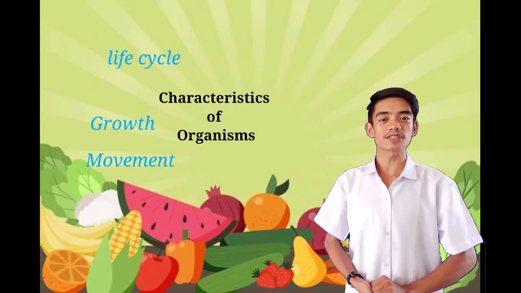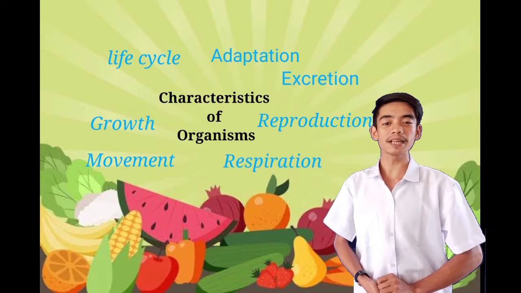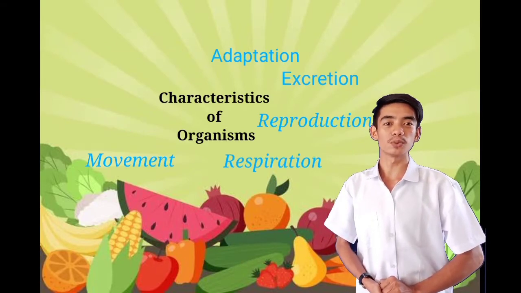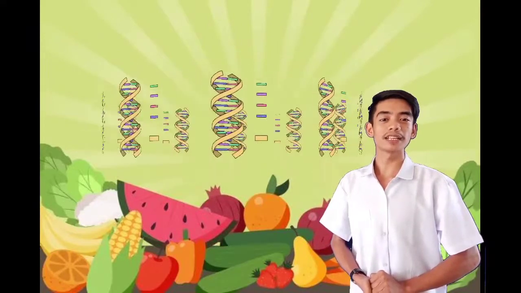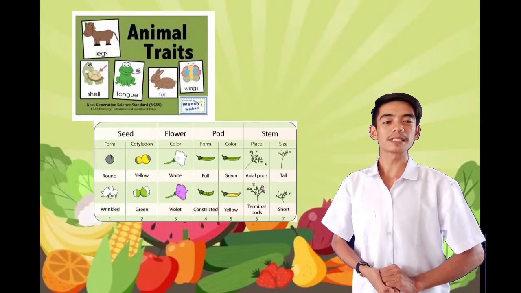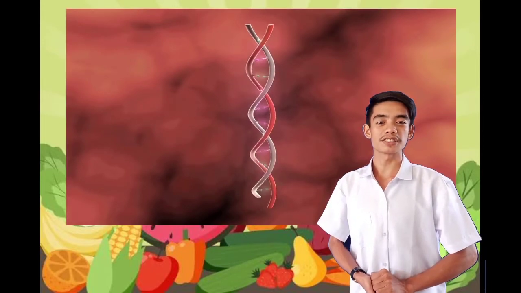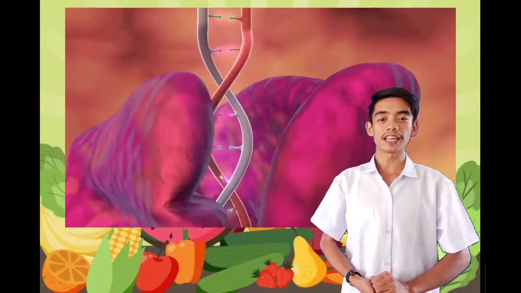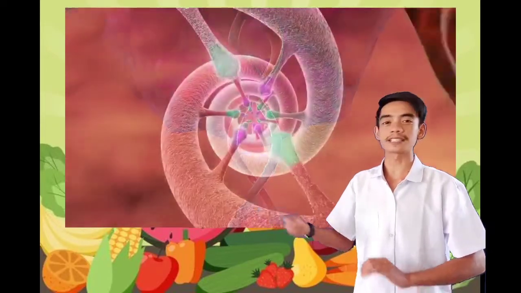The characteristics of all living organisms are determined by their genetic makeup and its interaction with the environment. The genetic makeup of an organism is its genome, which in all plants and animals is made of DNA. The genome contains genes, the regions of DNA that usually carry the instructions for making proteins.